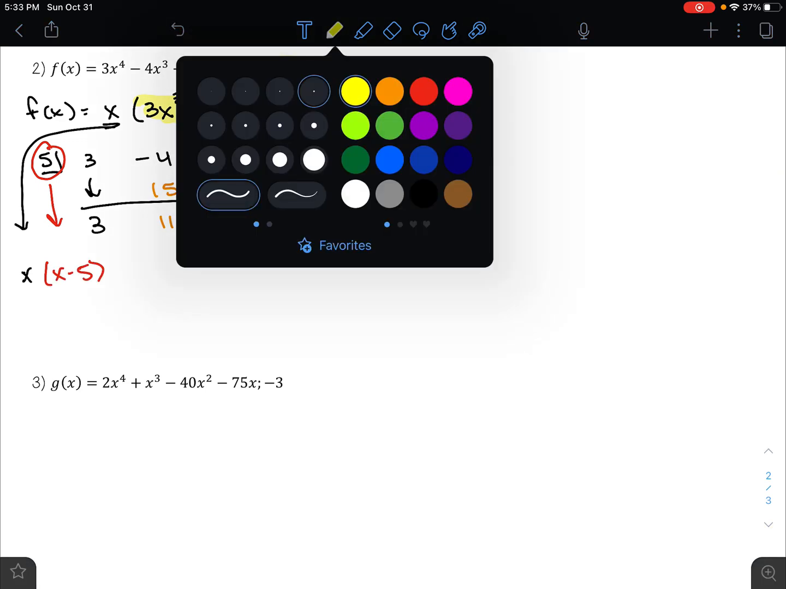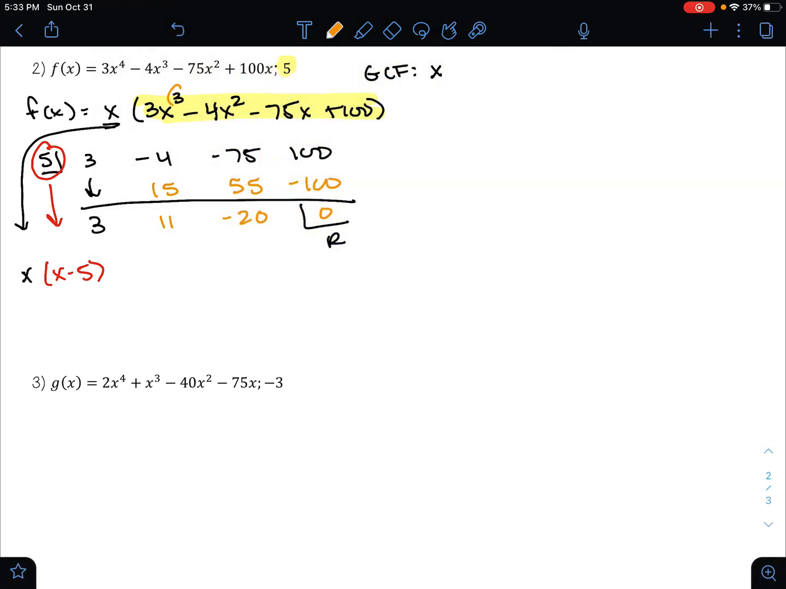With my synthetic division, I started with x cubed, so this is going to be x squared, x to the 1st, and x to the 0th power. So this factor is 3x squared plus 11x minus 20. We always want to factor completely, so I still need to factor 3x squared plus 11x minus 20. To do that, I'm going to use the area model.